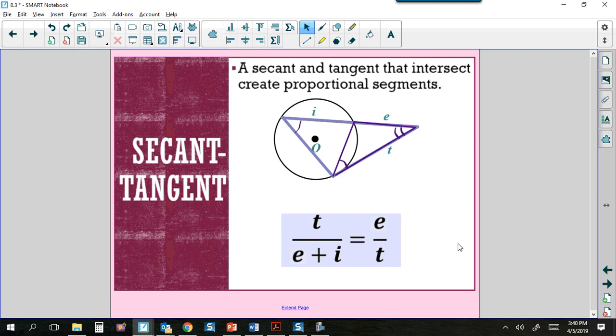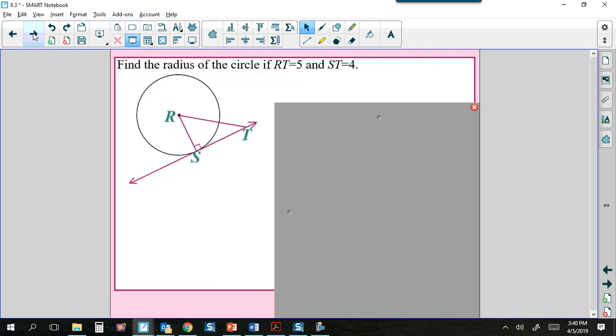So in this problem, what is the secant? Well, it's E and I together. What's the outside part? E. You can see that when you solve this, that's what you're multiplying. And then the tangent squared, so that's your geometric mean. So you can think of it that way. Perfect. All right, so let's go ahead and do these.